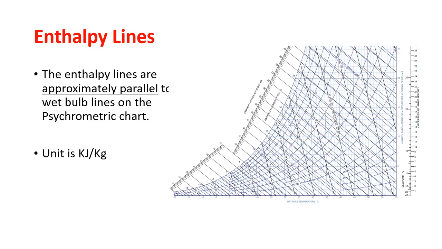Enthalpy lines typically run parallel to wet bulb lines across the psychrometric chart, aiding in the visualization and analysis of energy distribution within air masses. Enthalpy is measured in kilojoules per kilogram in the metric system, providing a standardized measure for assessing energy levels within the air. On this chart you can find the enthalpy measurements here.